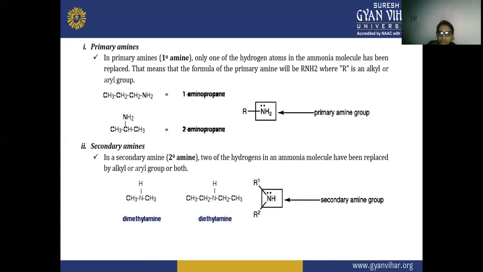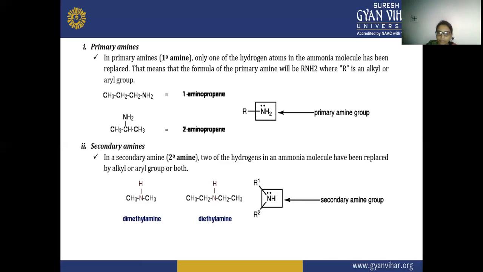Secondly, CH3, CH2, NH, CH2, CH3. In this case, its name is diethylamine. Here also, the ethyl alkyl groups are attached to this nitrogen atom, with one hydrogen atom, so its name is diethylamine. You can see the two sides of this nitrogen have the ethyl group, and that is why its name is diethylamine. Its formula is R1 NH R2, and this is the secondary amine group.